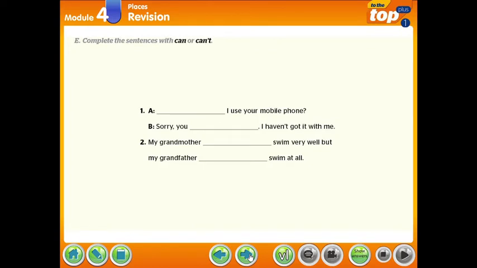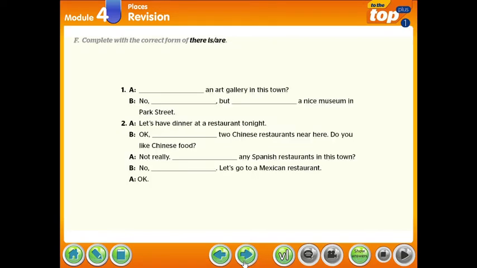Okay. Then you have to use can or can't to complete these sentences showing what somebody can or can't do. So abilities. Okay. Now, there is and there are to show that something exists or doesn't exist somewhere. Here are the solutions. Did you do it this way?